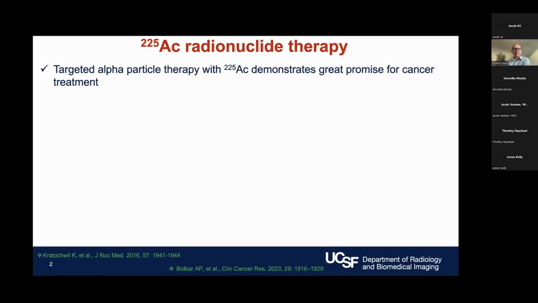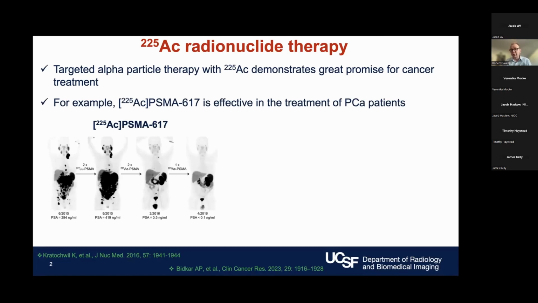Actinium-225 radionuclide therapy has demonstrated great promise for treatment, and this is particularly true in prostate cancer. For example, Actinium-225 PSMA-617 has demonstrated efficacy in the treatment of prostate cancer patients in small clinical trials. There is a lot of excitement in bringing this sort of treatment into larger clinical trials. I think many of you will have seen this image before in the bottom left. It is an example of a patient who had extensive metastatic prostate cancer and was treated with lutetium PSMA-617, a clinical drug known as Pluvicto. This patient unfortunately had progression of disease after their first treatment.